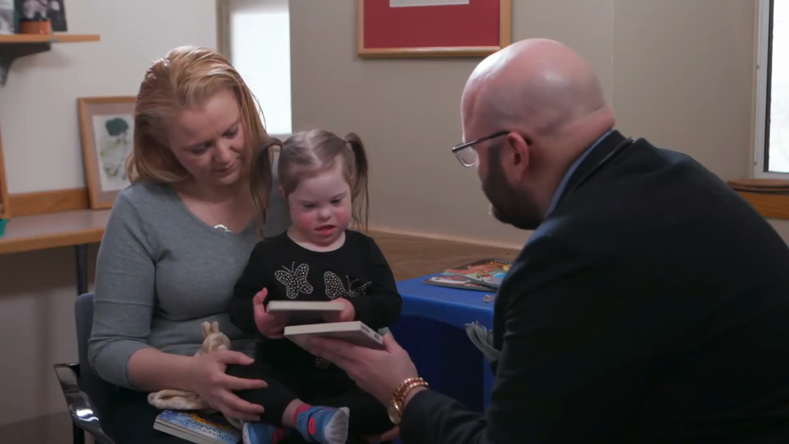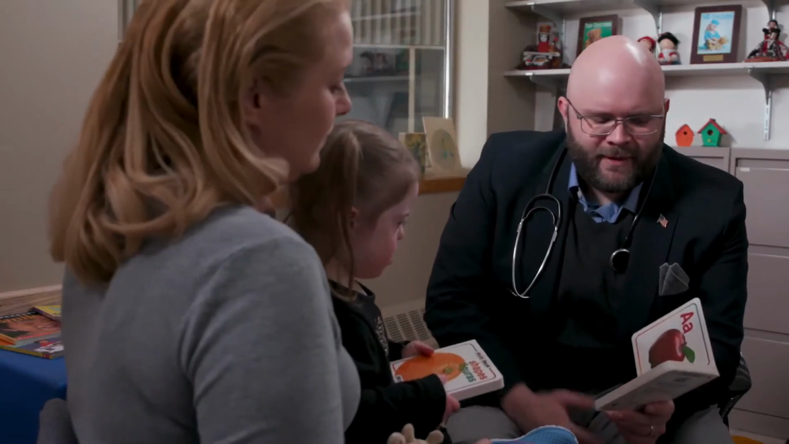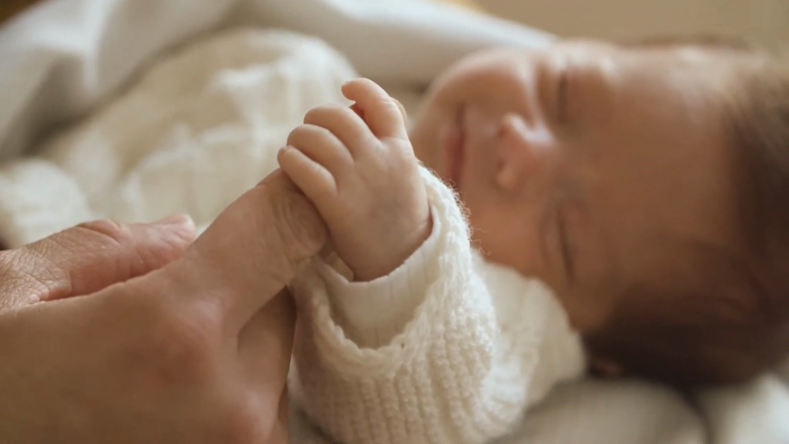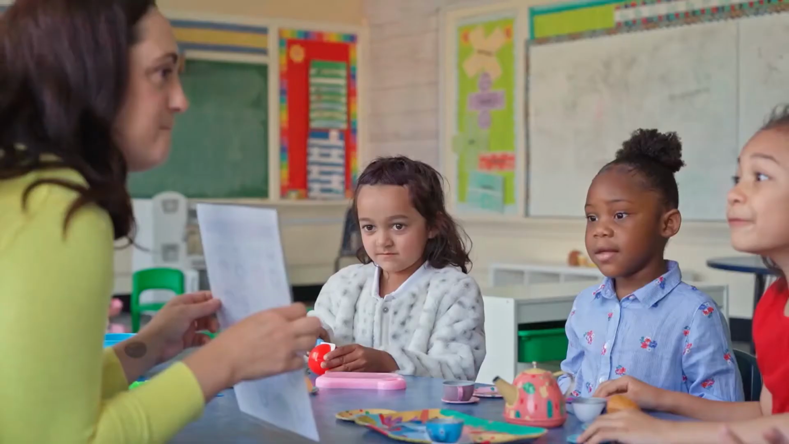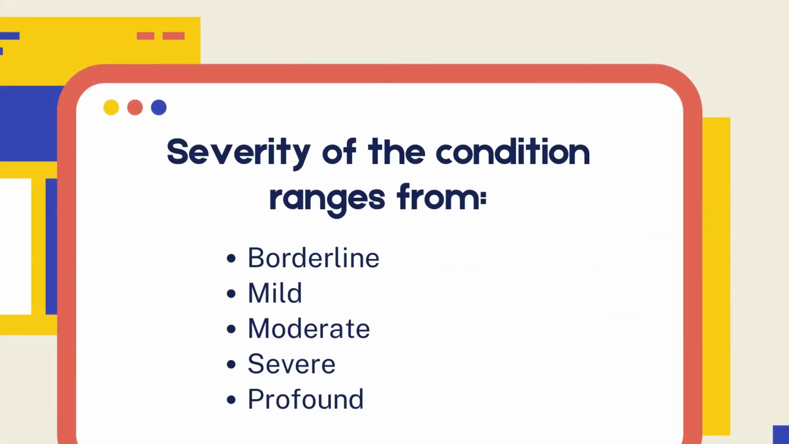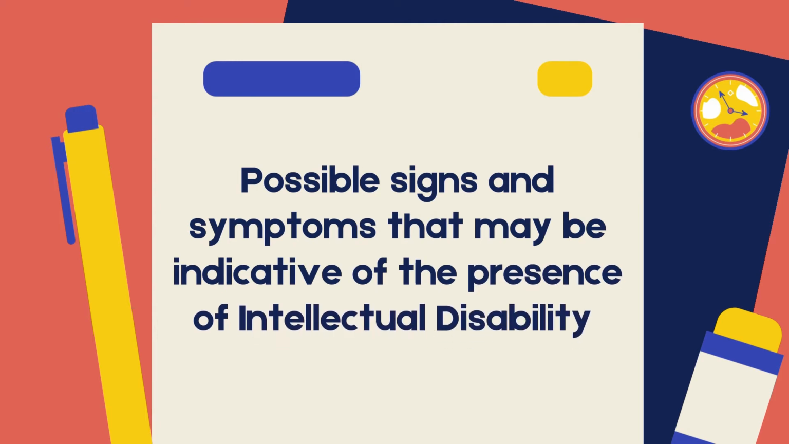The signs and symptoms that may indicate that a child is struggling with intellectual disability can be vast. Some may become apparent during infancy, while others may not be noticeable until a child enters school. The severity of the condition, which can range from mild to profound, will play a large role in the time frame during which symptoms will present. Possible signs and symptoms that may be indicative of the presence of intellectual disability or mental retardation.